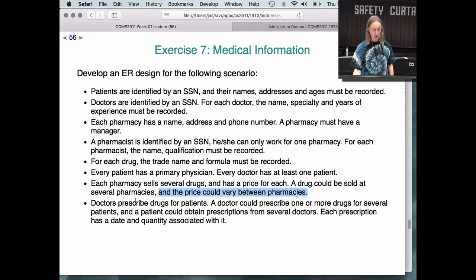And then we've got prescriptions. Okay, so doctors prescribe drugs for patients. A doctor can prescribe multiple drugs for several patients, and a patient can obtain prescriptions from several doctors. So that's telling us all about the relationship between doctors, drugs, and patients. So that to me is looking like it could be done as a three-way relationship.